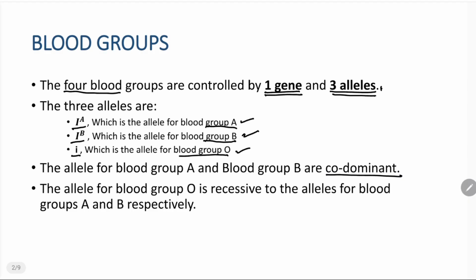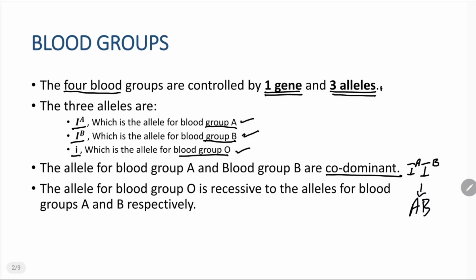Remember, the idea of codominance is that the alleles are equally dominant. And when these alleles are equally dominant, it tells us that in a heterozygous condition, they are going to be expressed equally in the phenotype. So as such, that is how we have capital letter I to the exponent of capital letter A, capital letter I to the exponent of capital letter B. And this will give us blood group AB.